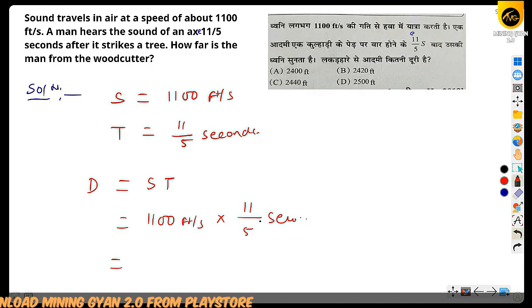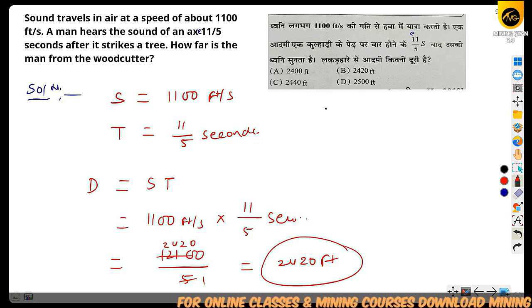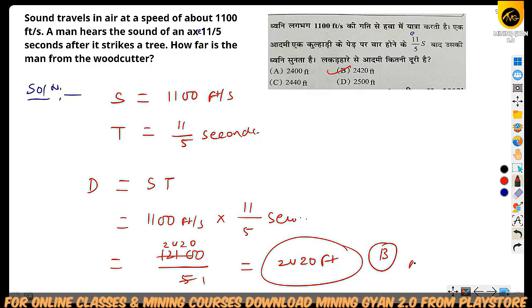So 1100 into 11 will be 12100. That is basically 11 square, 12100, divided by 5. So 5 ones are 5, 5 twos are 10, so 4, and 2, and 0. So 2420 feet. Okay, the options are available in the form of feet unit, that means option B is the correct answer. 2420 feet is the correct answer.